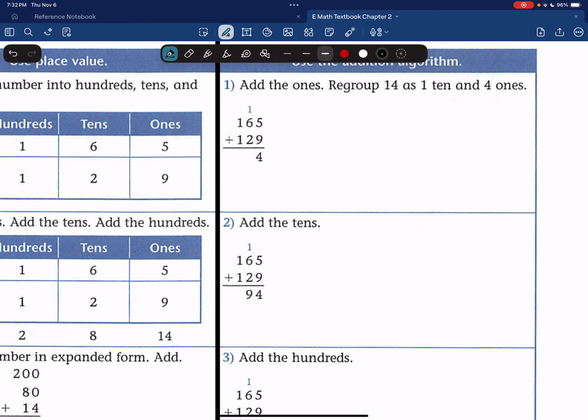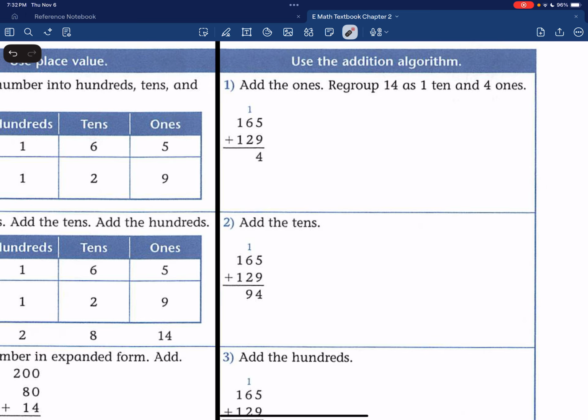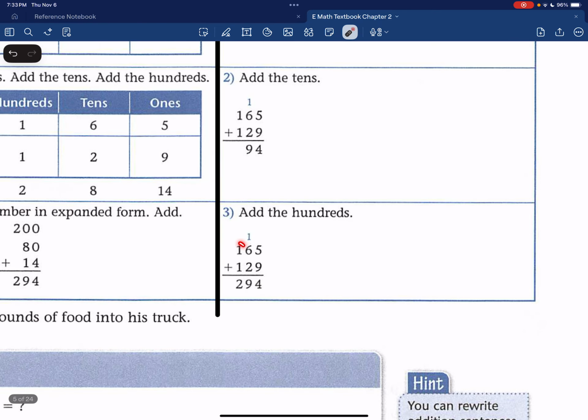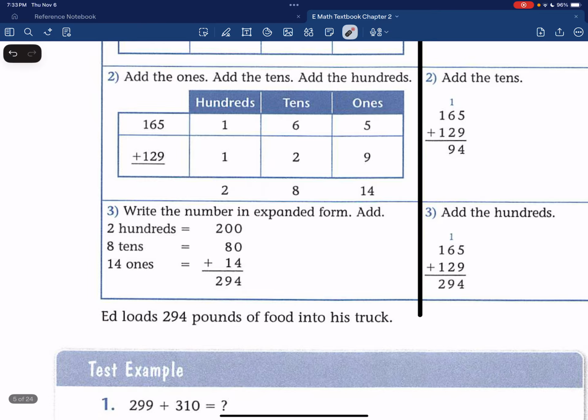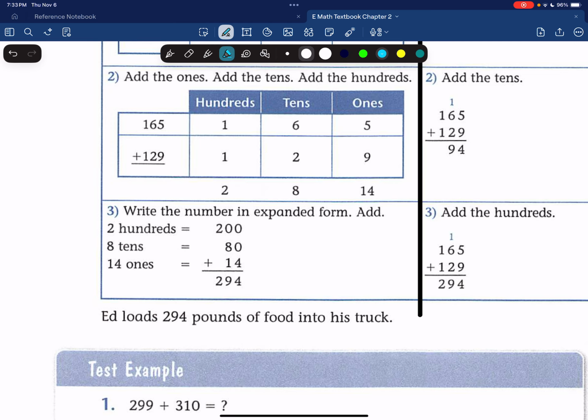And to do this one, we would say that 5 and 9 make 14. So I put down 4 and carry 1. And then I would add this column to get 9. Nothing to carry. And then I would add these two to get the 2. And there's the answer. Same answer we got here. The answer to this question is Ed loads 294 pounds onto his truck.